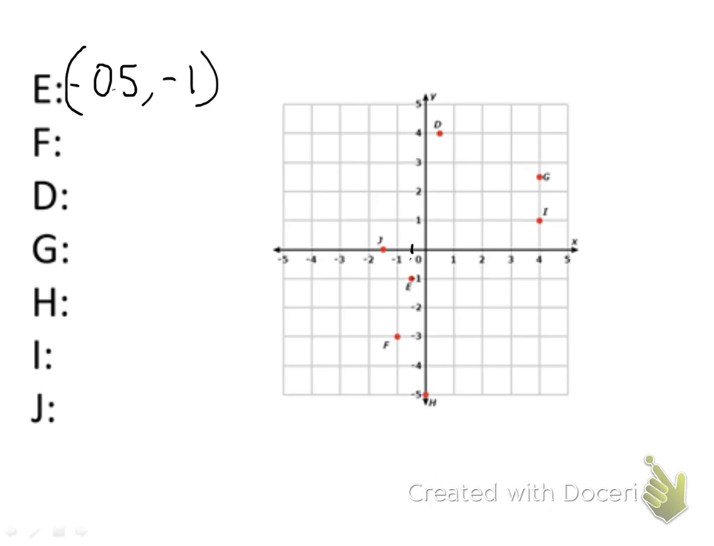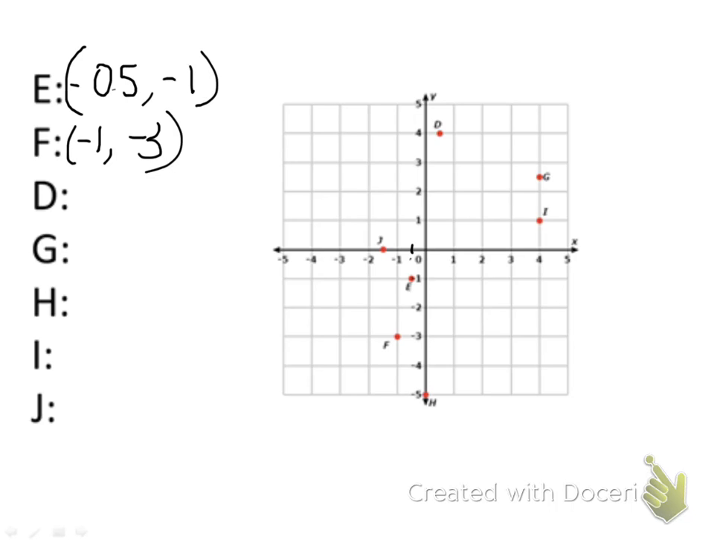Okay, let's look at F. Where's F on here? F is over here. F looks like a fairly nice point to do. F is along 2 lines, which makes it a lot easier. F for the x-axis is -1, and for the y-axis, -3.